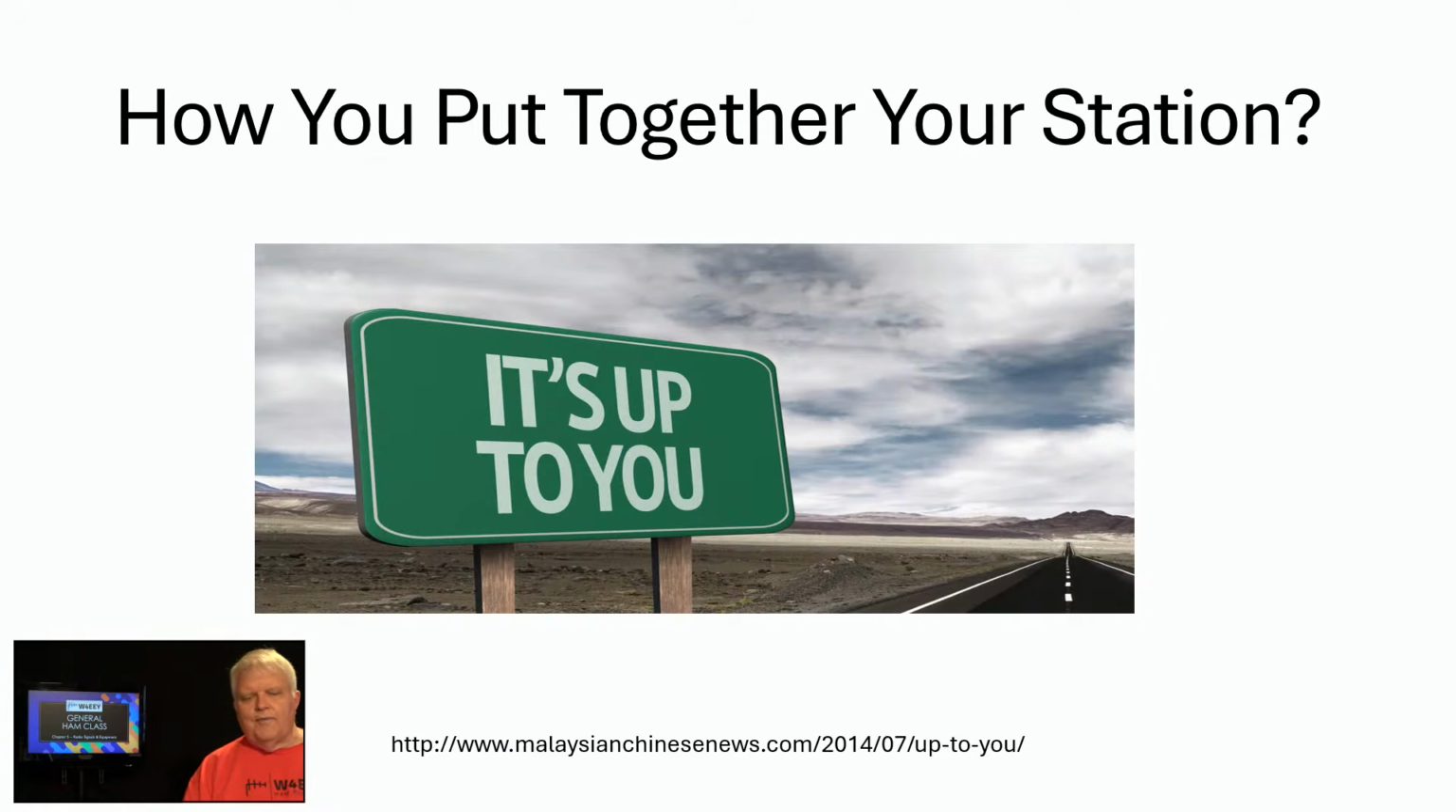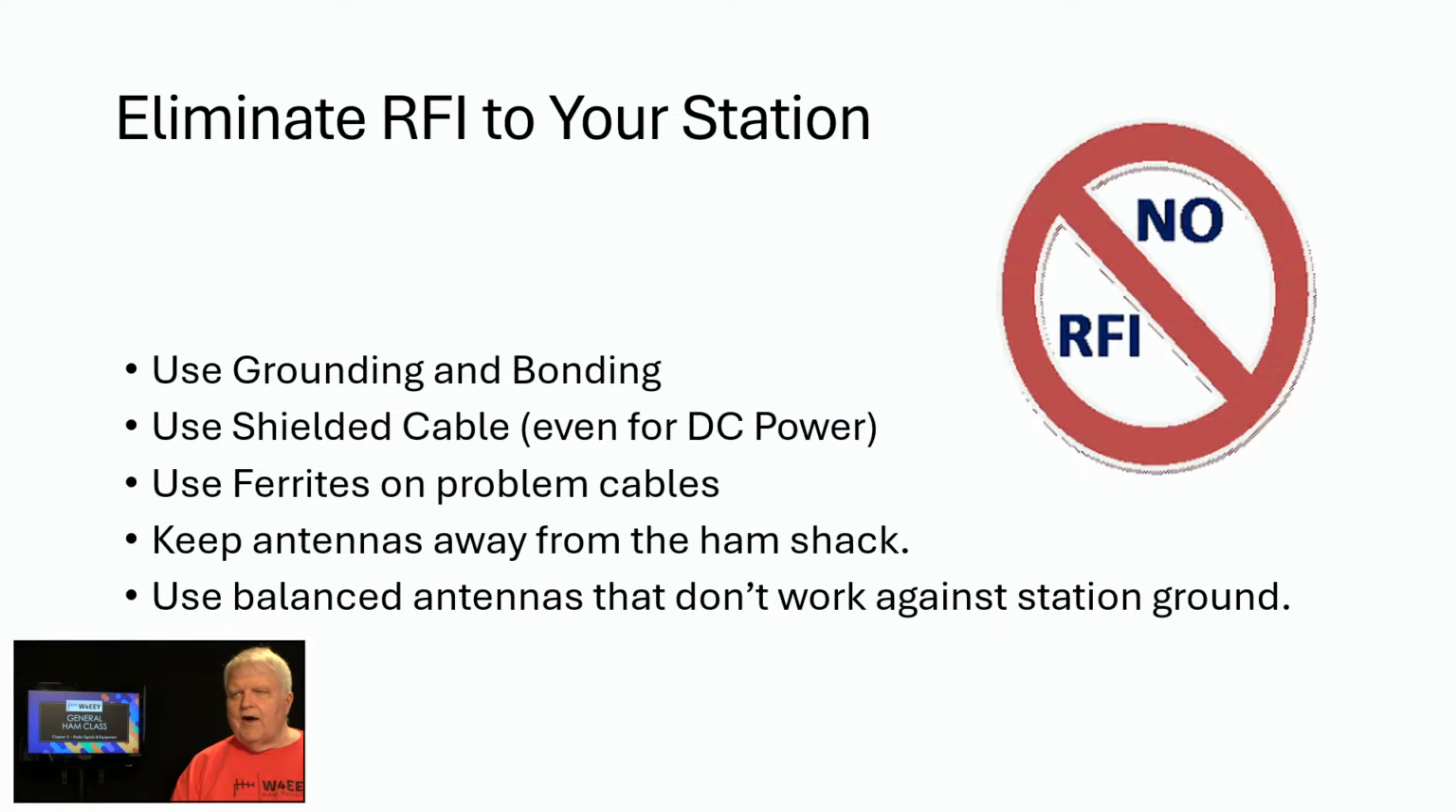Well, it's all up to you, how you put your station together. One thing though, no matter how you put your station together, you're going to want to eliminate radio frequency interference. You don't want signals to interfere with your reception. So you use grounding and bonding, shielded cable, ferrites are your friend on problem cables. You want to keep antennas far away from the ham shack in your house if you can, because that's where all the noise lives. And use balanced antennas that don't work against station ground.